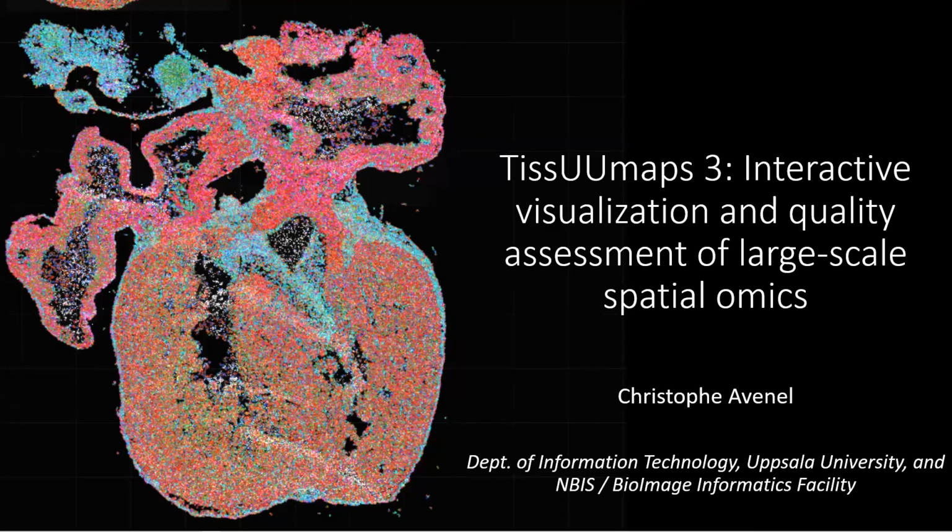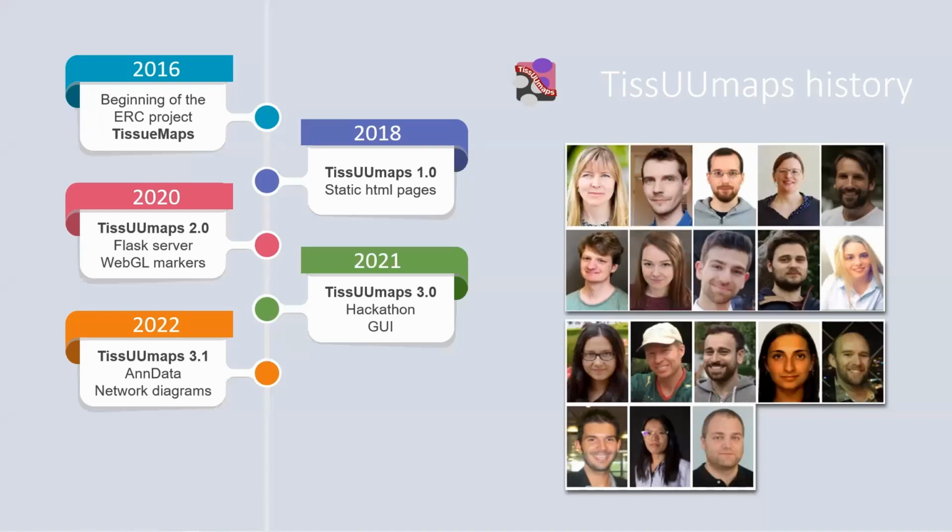Perfect. Okay, so today I wanted to talk a bit about TissUUmaps 3, and more especially about TissUUmaps 3.1 that was released a couple of weeks ago. But as not everybody knows about TissUUmaps, I will start with a small introduction about what TissUUmaps is, where it comes from, and what you can do today. And then I will move on to the more specialized new features of the last version. So, can I have focus? Yes. So everything started for TissUUmaps in 2016 as an ERC project.